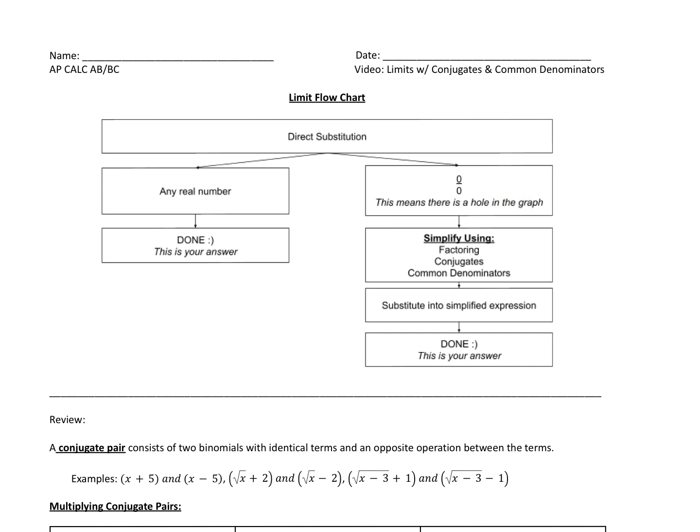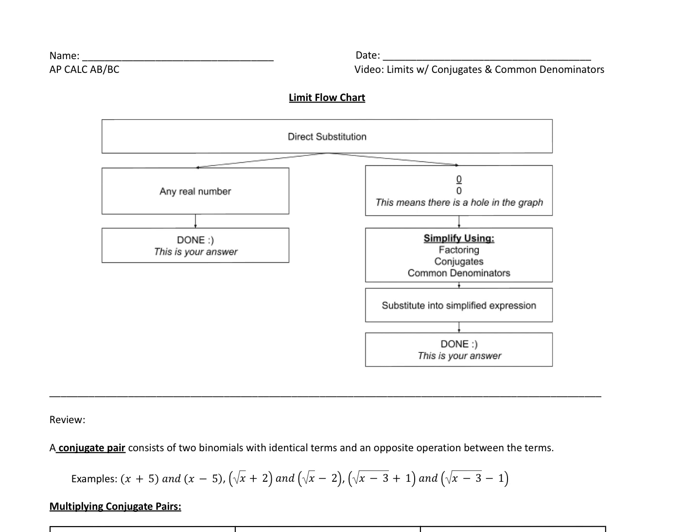And yesterday we only talked about factoring our way out of the hole, but there's two more ways that we can get out of holes using something called conjugates and common denominators. And just like we did yesterday, we're going to then substitute into our simplified expression after we've done one of these algebraic techniques, and then you're done and that's your final answer.